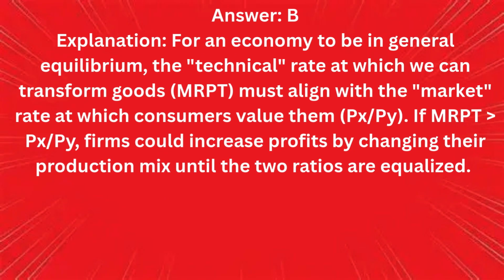Answer: B. For an economy to be in general equilibrium, the technical rate at which we can transform goods, MRPT, must align with the market rate at which consumers value them, PX/PY. If MRPT does not equal PX/PY, firms could increase profits by changing their production mix until the two ratios are equalized.